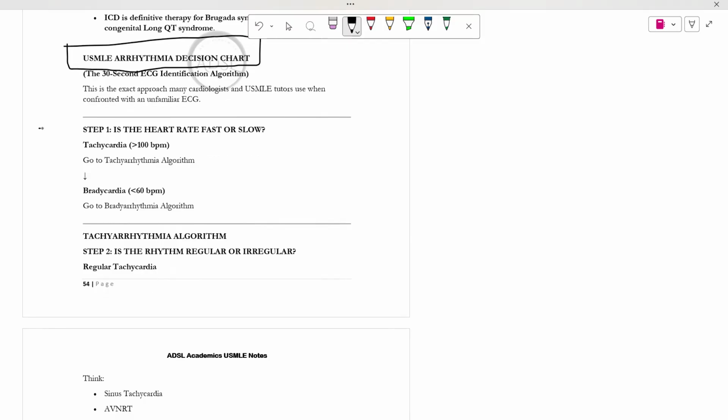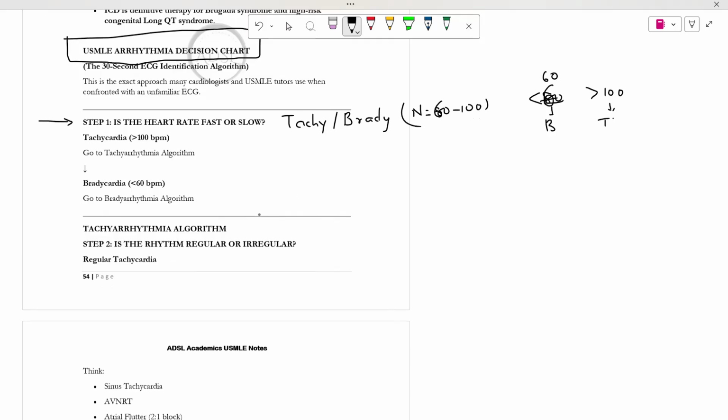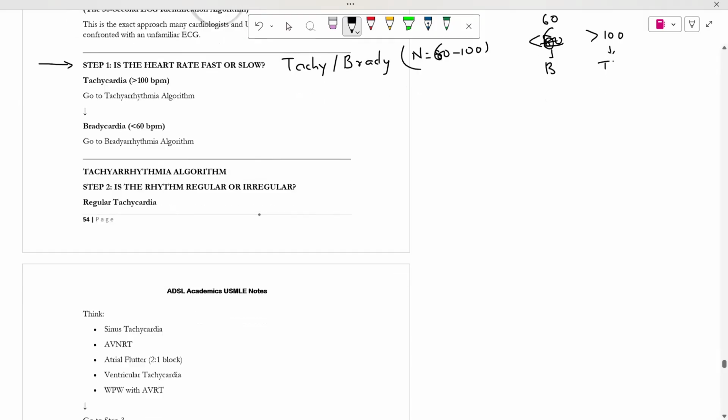So the first thing that you will try to find out is: is it tachycardia or is it bradycardia? So normal heart rate is, oh sorry, 80 to 100 is wrong, I said it wrong, it is 60 to 100. So if it is less than 60, then it is bradycardia, and more than 100, that is tachycardia. That is the first thing. Now you know whether you are dealing with tachyarrhythmias or bradyarrhythmias. Those are two different algorithms. Okay.